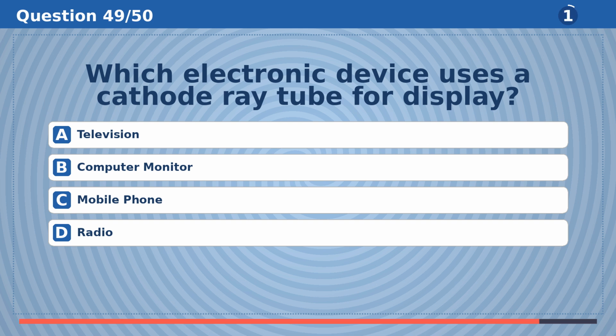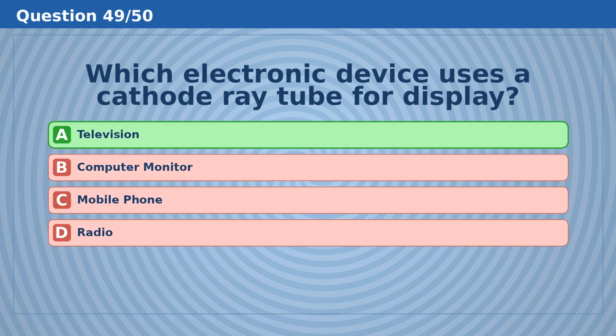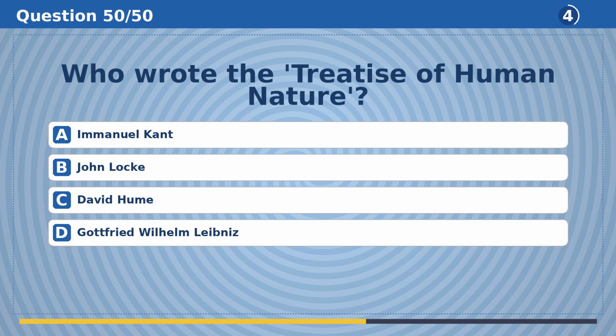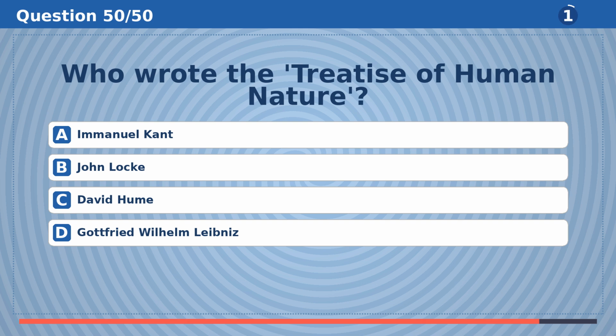Which electronic device uses a cathode ray tube for display? The answer is A. Television. Who wrote the Treatise of Human Nature?